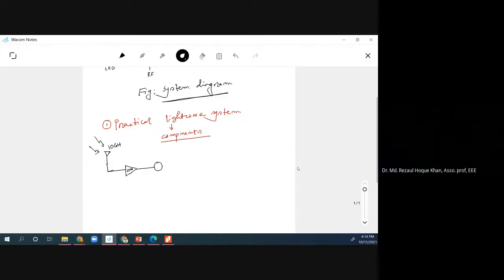Then you pass it through a mixer where you have a LO, local oscillator, and you have the IF signal, intermediate frequency. If this LO is 9.5 gigahertz, then in IF you will have 0.5 gigahertz or 500 megahertz. This is a very low frequency signal, which goes to the set top box so that you can process it further.